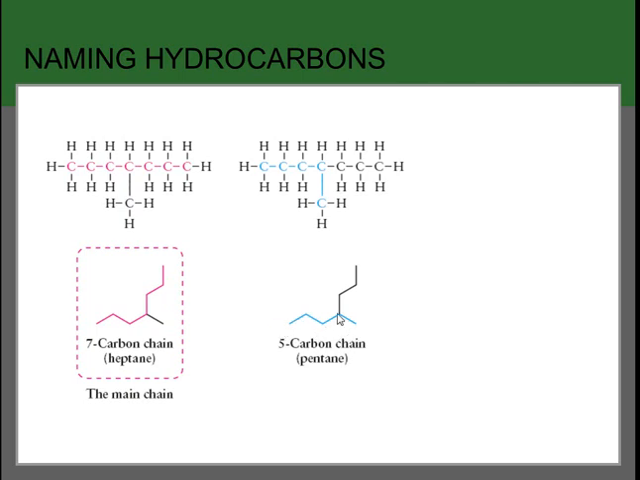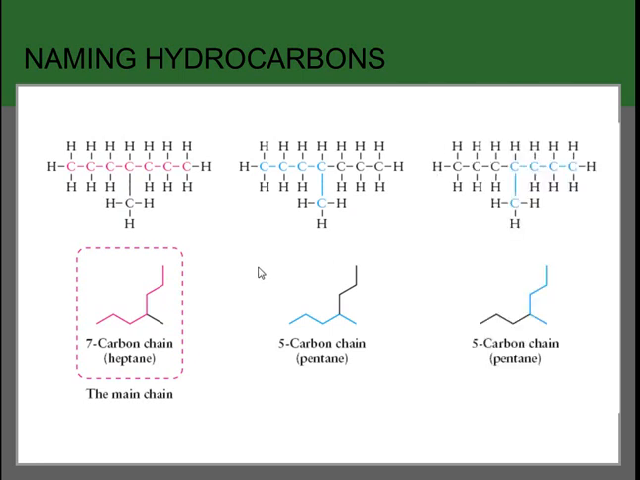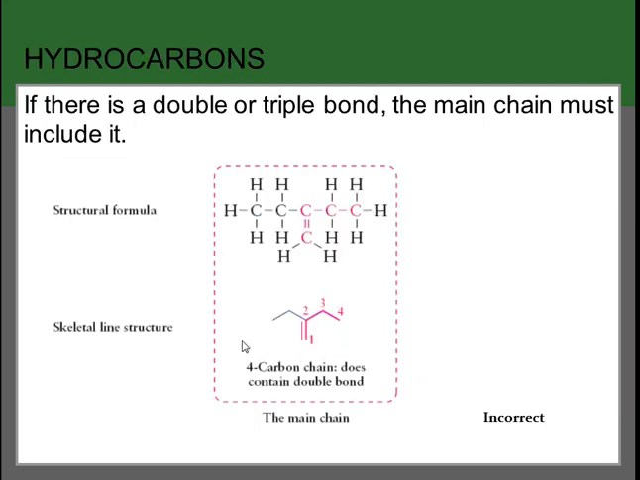So it's not this 5 carbon chain. That would leave us with a 3 carbon branch and not the longest possible main chain. And it's not this 5 carbon chain on the side here. That would also leave us with a 3 carbon branch.